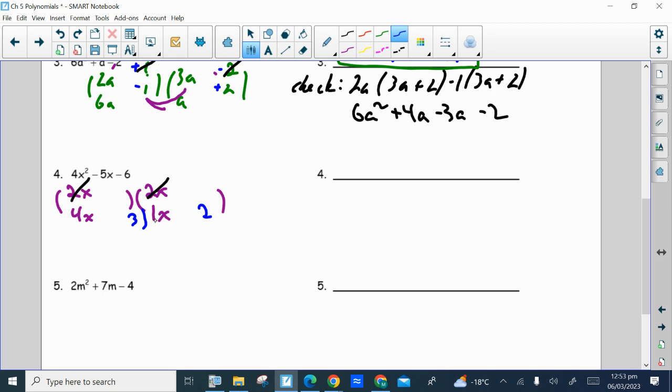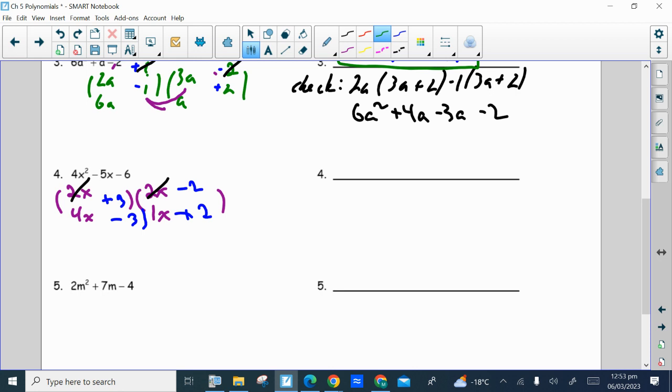So if these are going to work, it has to be a 3 in the first bracket, a 2 in the second, and these two numbers multiply to get negative 6, so one's going to be positive and one's going to be negative. That means you could have a positive 3 and a negative 2, or a negative 3 and a positive 2. We'll need to check them both to find out which one works and which one doesn't. So let's check the first option, the positive 3 in the first bracket, that's with the 4x, the negative 2 in the second bracket with the x.